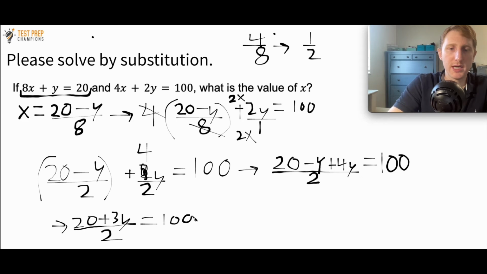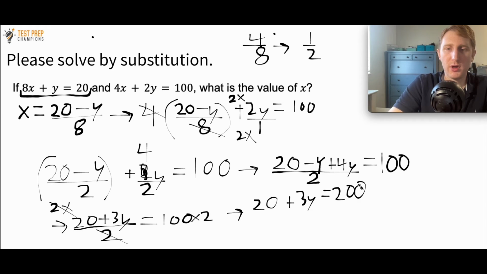So what I'm going to do next is multiply by 2 on both sides. So I multiply by 2 on both sides, the 2's cancel out on the left, and on the right I end up with 200. All right, so I'm going to get 20 plus 3y equals 200.